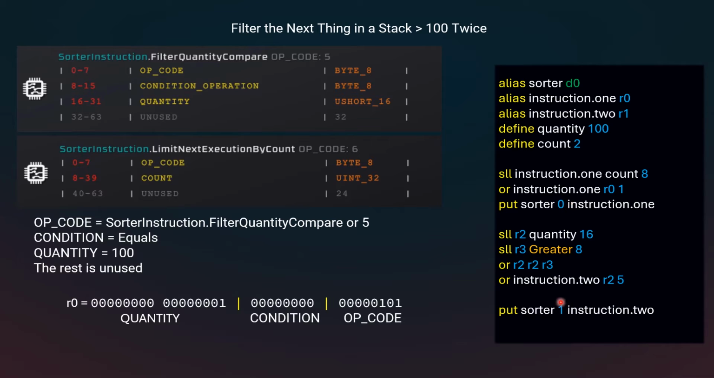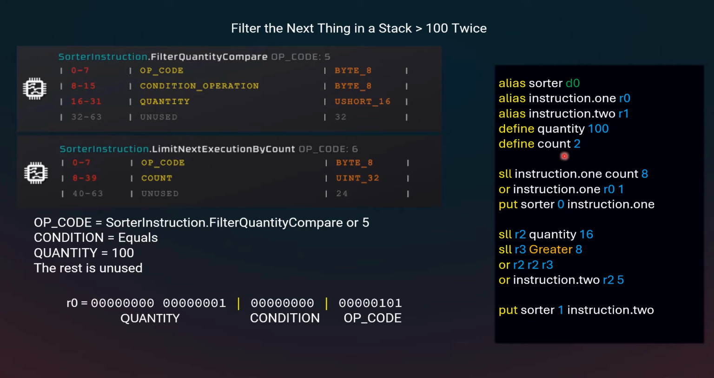What do I mean by that? I mean you can compound instructions. Let's say you wanted to filter only stacks greater than 100 of something. Well, this next opcode allows you to filter based on quantities, so you can do that. Here I again start by my leftmost instruction and shifting 16 bits to the left before I put in my quantity, which is defined as above as 100.